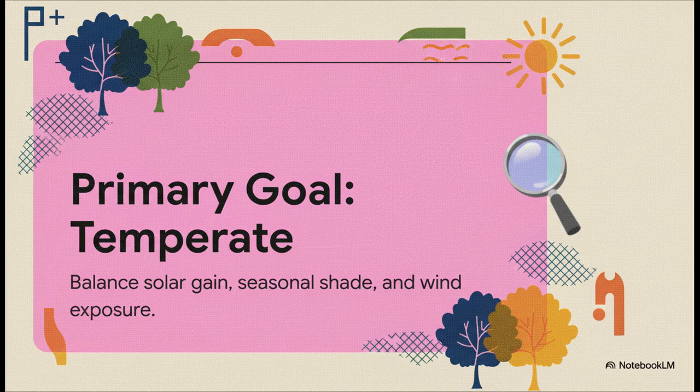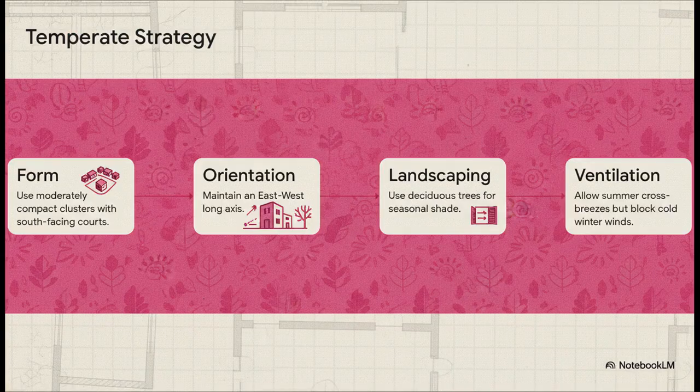In the winter, we want to let all that good solar energy in. But in the summer, we want to block it. We want to catch a cool summer breeze, but block a harsh winter wind. It's all about that seasonal balance. So the strategies here are kind of a greatest hits album. We still stick with that great east-west orientation for the building's long axis. We use moderately compact forms, often with south-facing courtyards to trap winter sun.